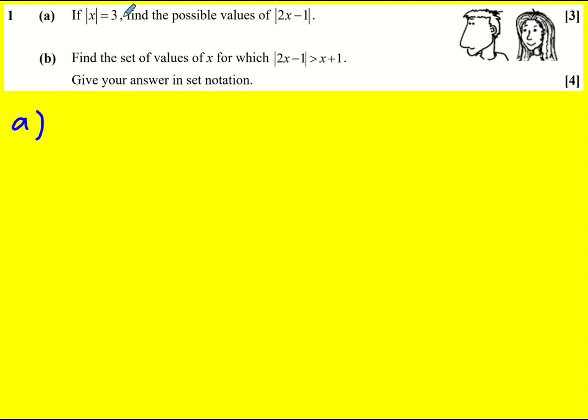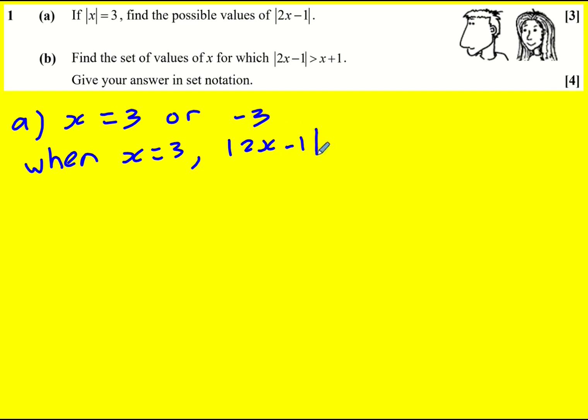When the modulus of x is 3, we get two possible answers for x, 3 or minus 3. So it's the absolute value and it basically just removes the negative. So then when x equals 3, the modulus of 2x minus 1 is going to be 6 minus 1, the modulus of 5, which is simply 5. So that's one possible value.